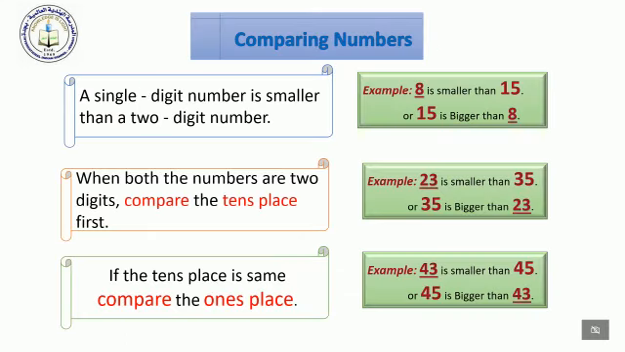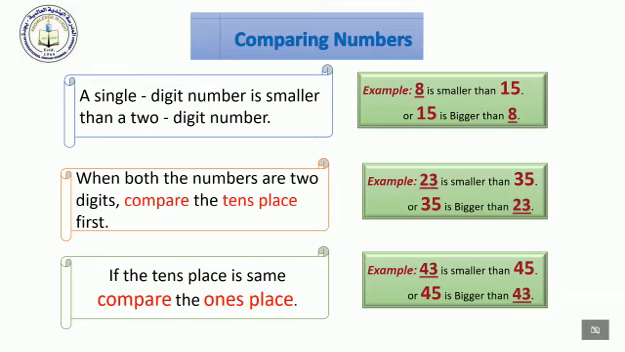Children, always remember the following points when you are comparing a number. A single digit number is smaller than a two-digit number. Now here in the example, 8 is a single digit number and 15 is a two-digit number. So 8 is smaller than 15.